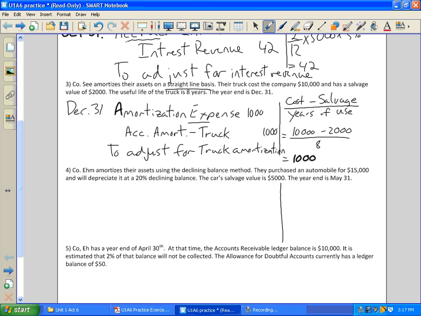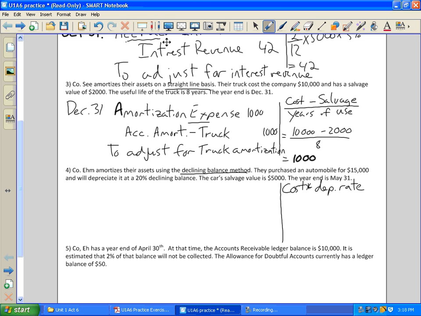This is our second method of amortization. It's called the declining balance method. Its formula is actually much simpler. You take the cost and you multiply that by the depreciation rate or the amortization rate, whatever we've given you. Okay, in this case, they've given you 20%. Now, that's in year one. We're only going to worry about year one right now.